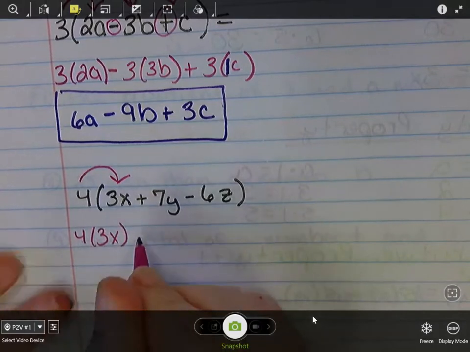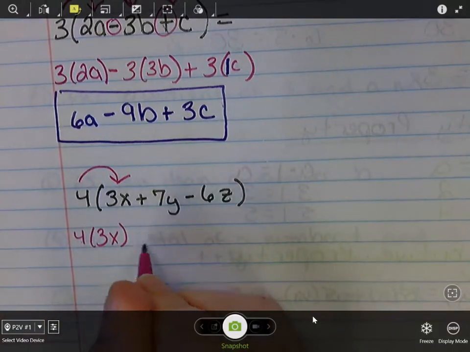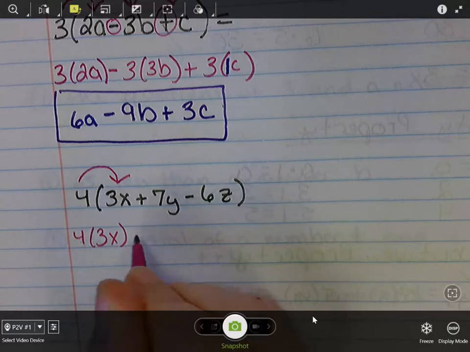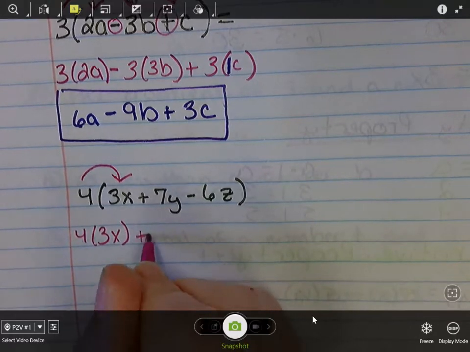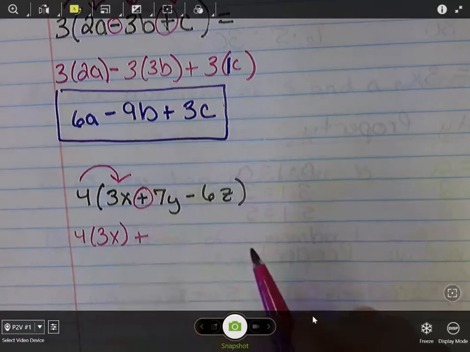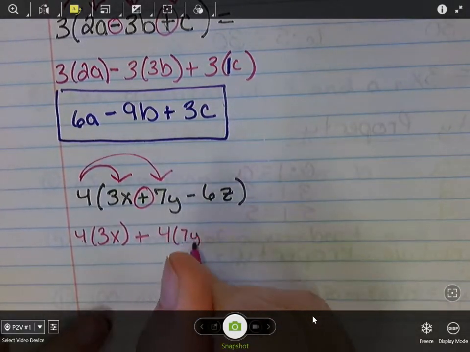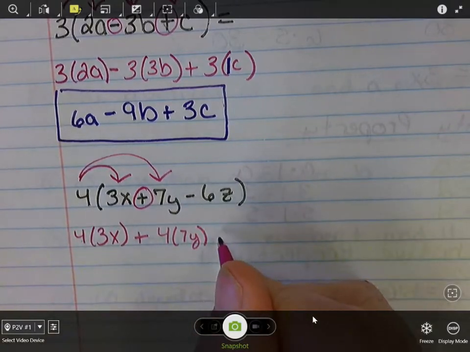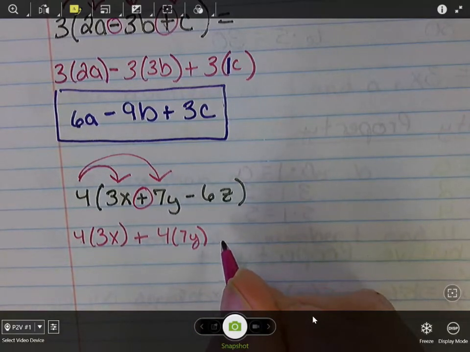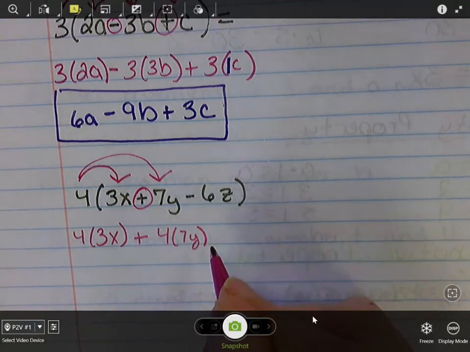We do 4 times 3x. And then what sign would I put here, Daniel? Would I put a plus or a minus sign after this? Plus. Why? There's a plus sign. Yeah, because it has a plus sign. Then we do 4 times 7y. And then what about here? Gavin, would I put a plus sign or a minus sign here? And you can just unmute your mic and tell us. Plus. Okay, why do you think it's a plus?